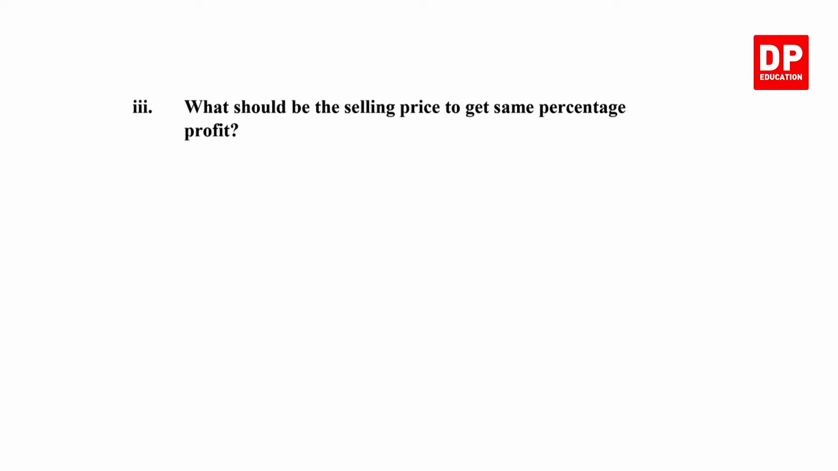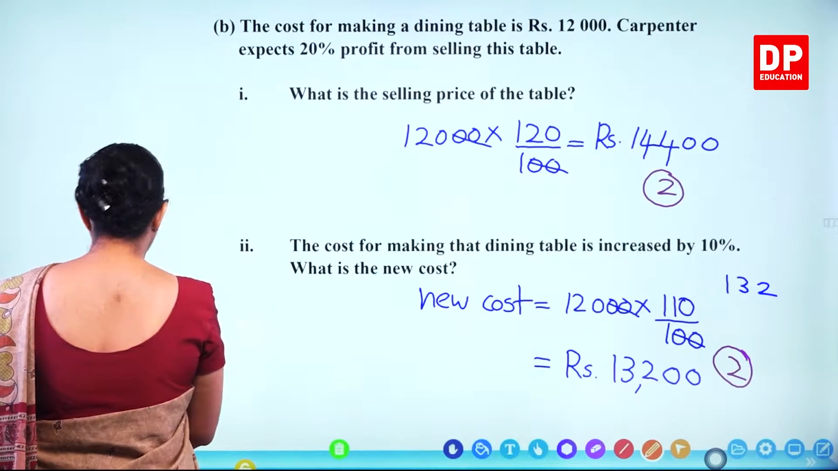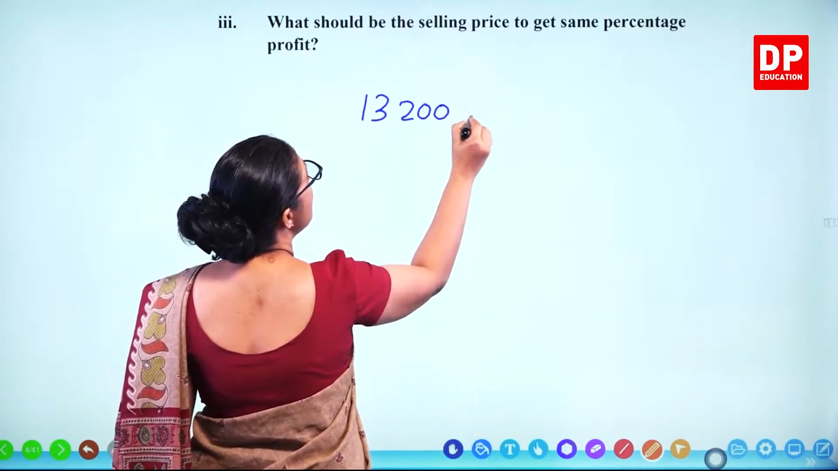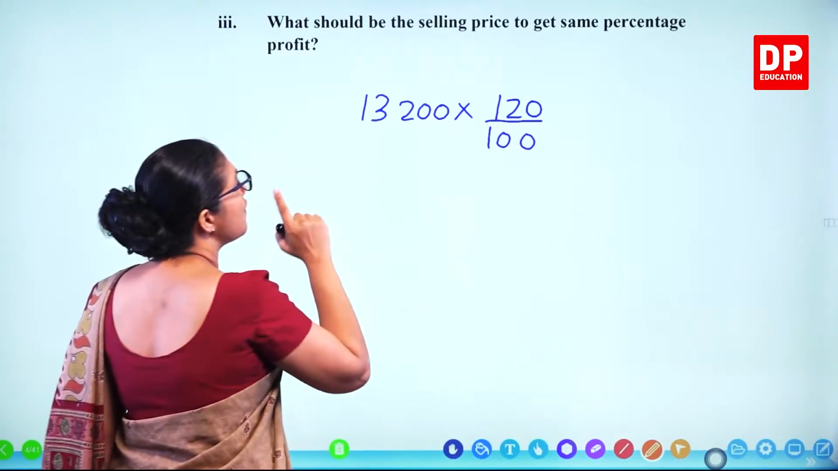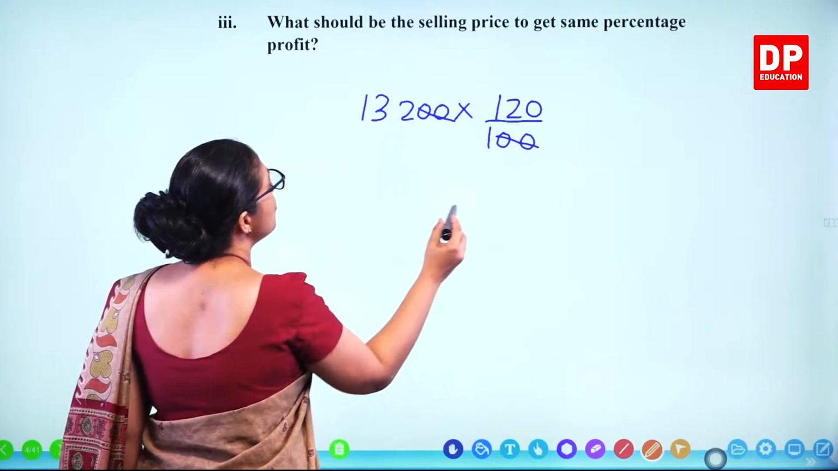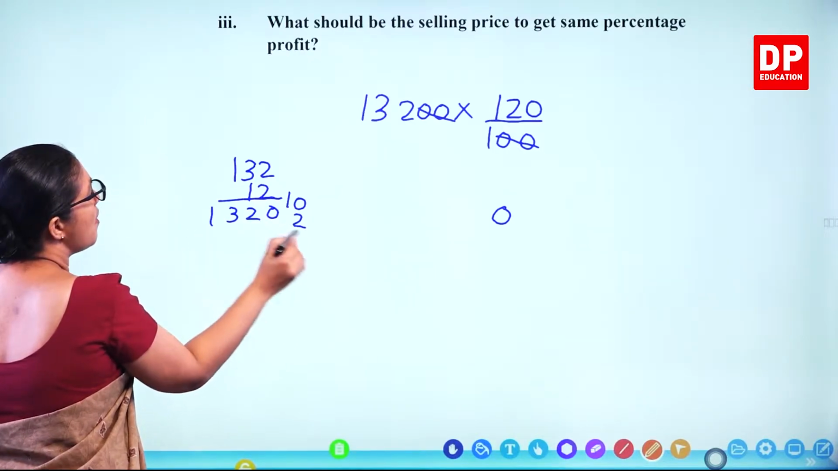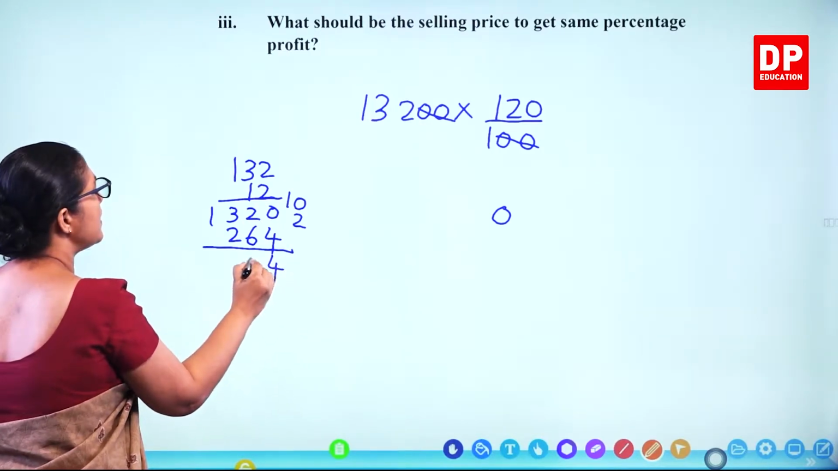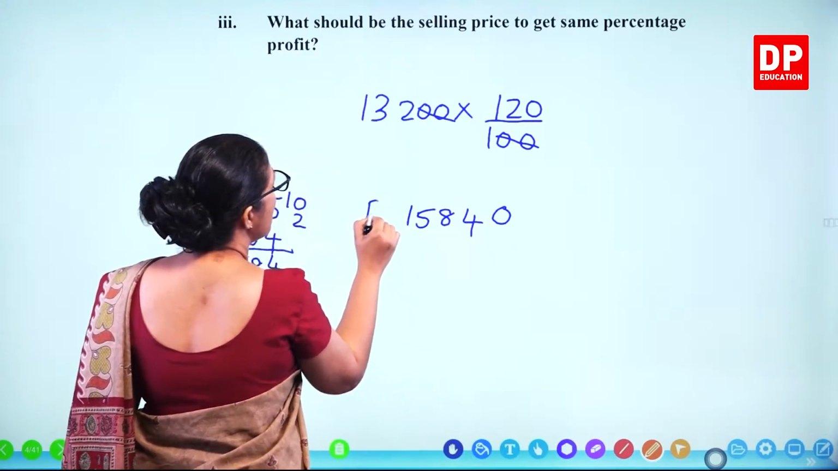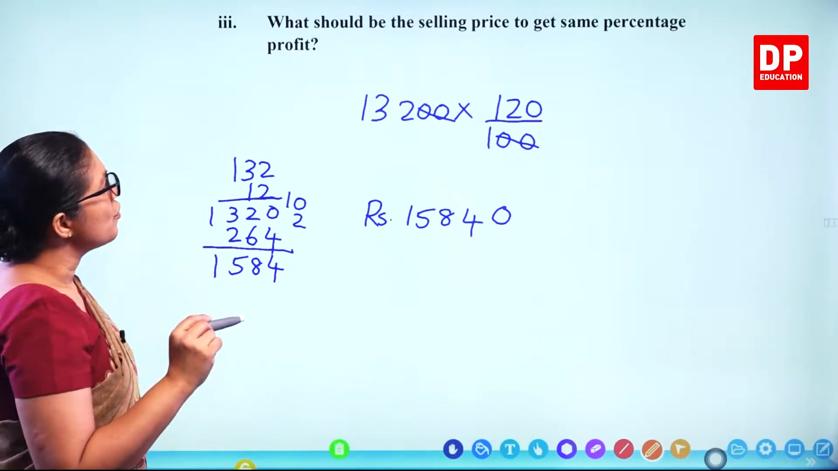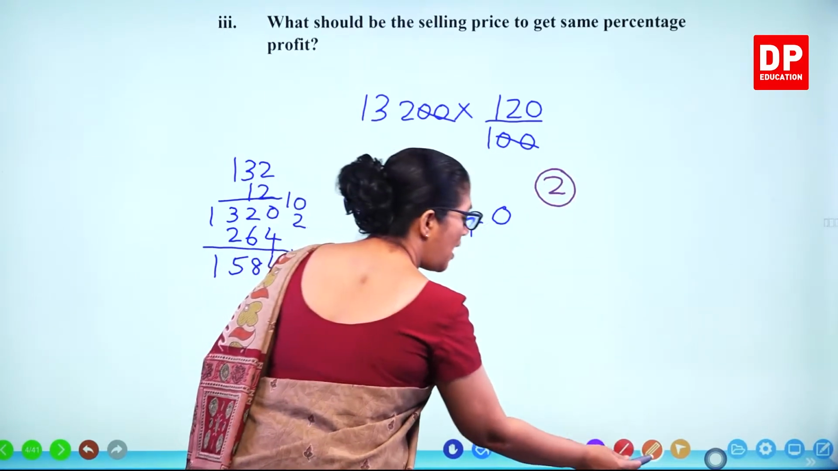What should be the selling price to get the same percentage profit? Now, the new cost, 13,200. For 13,200, we need 20% profit. So you have to multiply by 120 over 100 to get the same profit. So 2 zeros get cancelled out, you get 0. 12 times 132, 10 and 2. So multiply by 1, multiply by 2 and add it. So 1584. So that means 15,840 rupees. So what's the mark? 2 marks for that. So altogether we give 10 marks for this question.